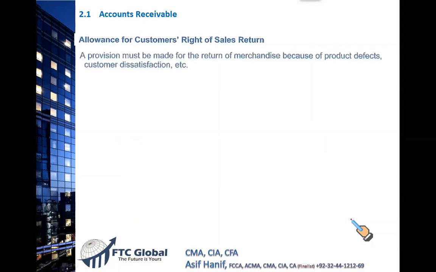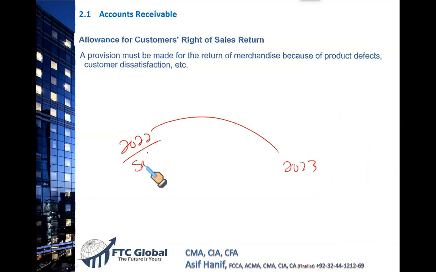Sometimes goods are returned by our customers. So if a customer who purchased goods from us in maybe 2022 and he returned it in 2023, how can we consider sales in 2022 and returns in 2023? Matching concept says that if sale was made in 2022, you should make an estimated provision or allowance for returns within 2022, just like the allowance for bad debts. Allowance for bad debts and allowance for sales return, they work exactly in the same way.